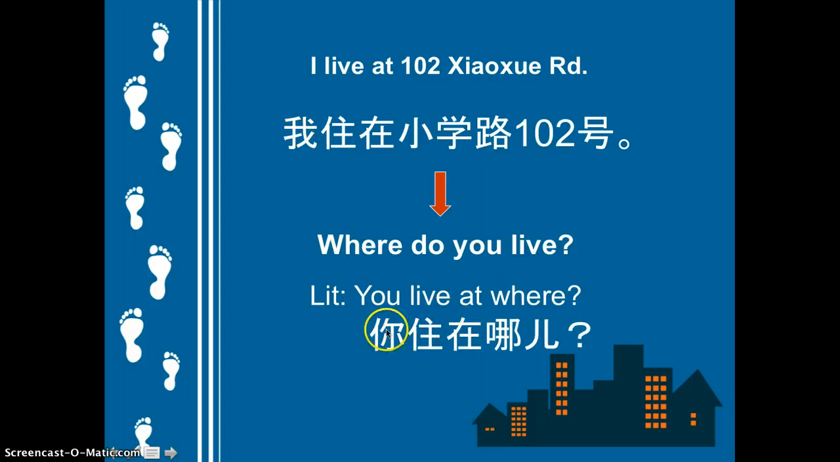So 你住在哪儿? Now we need this question word, and we'll just replace it with this, and then you get a question. It's pretty easy. I know this is very different from English. So when you want to make a question in Chinese, don't start from English. You can use an English statement and then replace the thing with what you need in Chinese, and then you get the correct structure for a Chinese question. So 你住在哪儿?